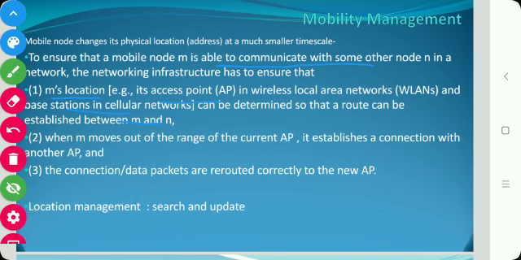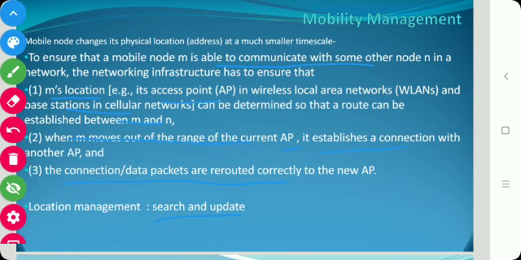Second thing is, when M moves out of the range of the current AP, that is access point, it establishes a connection with another AP. And third is, the connection and data packets are routed correctly to the new AP. The first task, which requires maintaining the current location of every mobile node in the network, is known as location management.